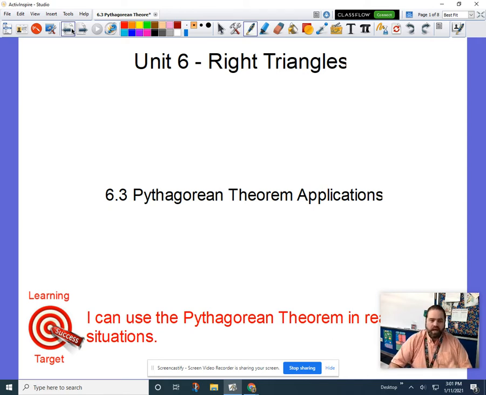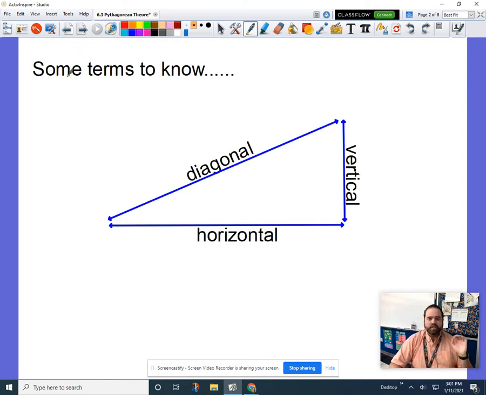So before we get into that, there's three words that I need you to know, or at least remind you, because a lot of people have a tendency to get a couple of these confused. Horizontal distances are left and right, even with the ground. Vertical is straight up and down, and diagonal is the distance between the two, on a slant. So just be aware of those.